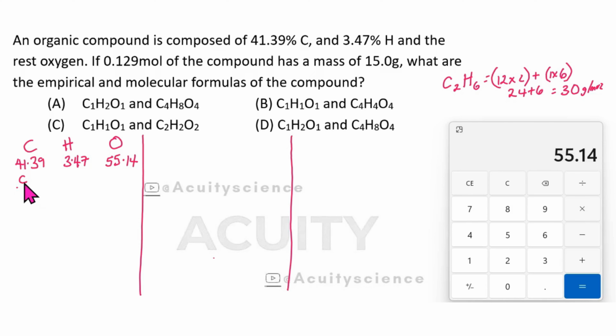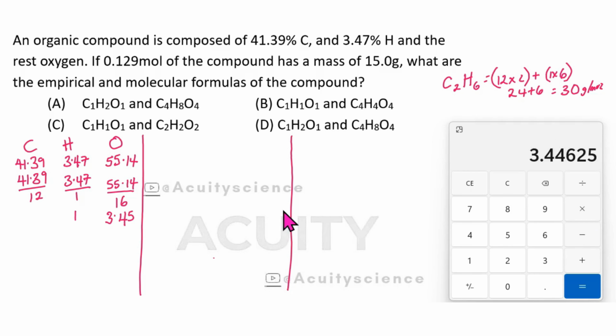For carbon, atomic mass is 12. So let's say 41.39 divided by 12. And here, 3.47 divided by the atomic mass of 1. Now 55.1 divided by the atomic mass of oxygen, which is 16. So let's just go straight, divided by 16. We have 3.446. That is about 3.45.